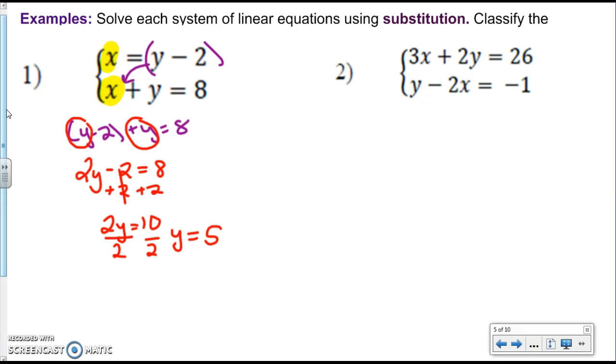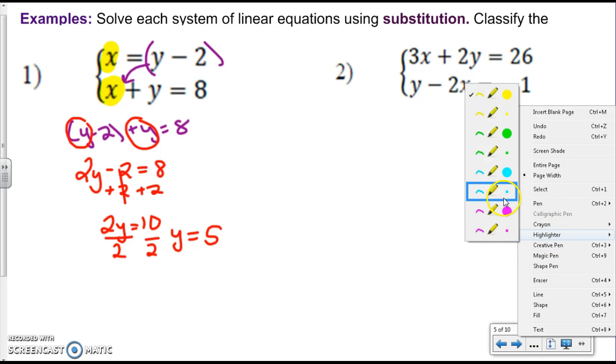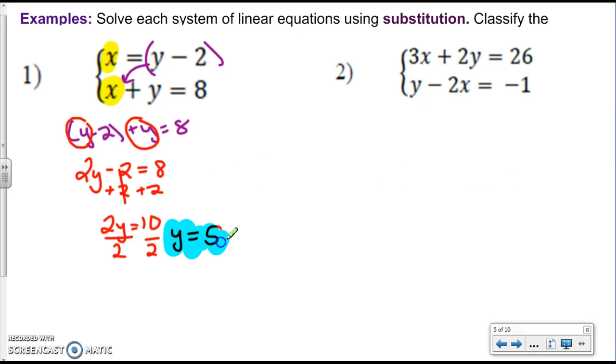Now, if you think back to our lesson on Friday, you will remember that we were solving by graphing. We had to have a point where they cross, and I talked about how important it is to have parentheses around your ordered pair. We only have one part of our solution here. We need to find the other part. So we're going to take this part and plug it in to one of these 2 equations up here.